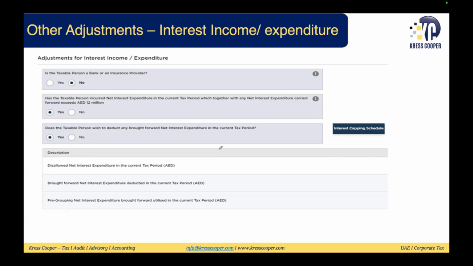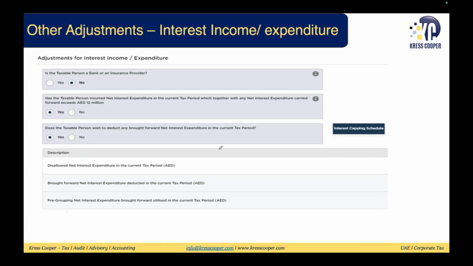These are the rules. And based upon the rules, they are asking questions. Okay, are you a bank or insurance provider? Yes or no? Because this rule is not applicable to a bank and insurance provider. We know the logic. 12 million they are asking. Basically, these are the questions. I'm not asking, based upon these calculations, your taxable profit will be calculated. No, you are providing this information to the FTA. FTA will do the analysis of the information.